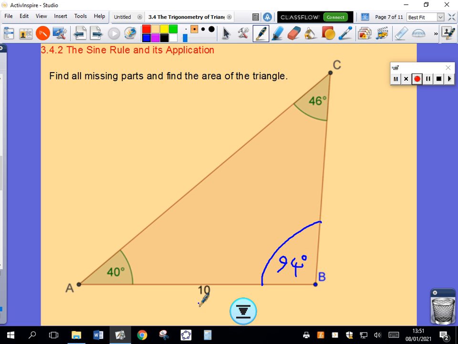I'm also given this side length 10. This will be side little c because this is angle big C. This will be side little b because this is angle big B.